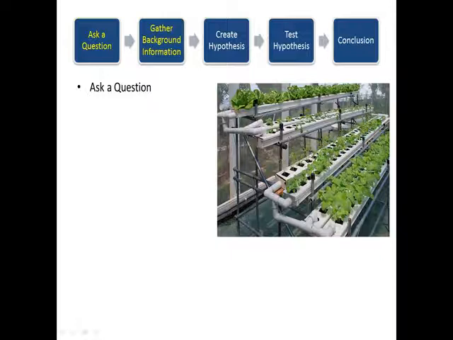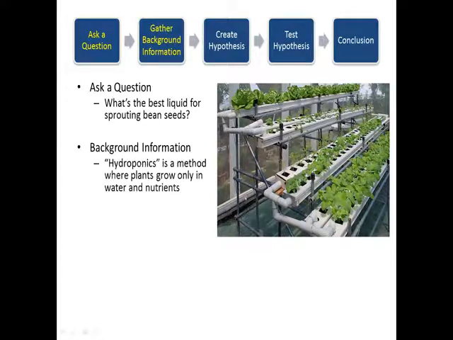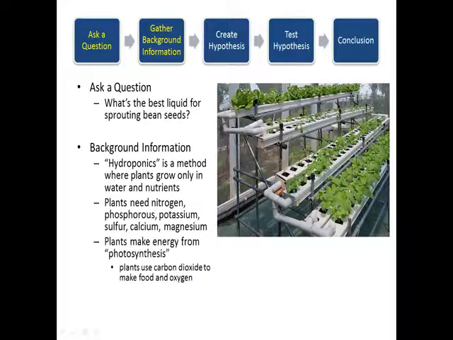I found out through my background information that plants can grow without soil, and it's called hydroponics. As you can see in this picture, the plant's roots are submerged into the water with nutrients without soil. The water has nutrients such as nitrogen, phosphorus, potassium, sulfur, calcium, and magnesium. Plants use those nutrients to make energy based on photosynthesis, where carbon dioxide is used to make plant food and oxygen. Finally, I found out through my research that seeds need water, light, and heat to sprout so that it can become a plant.